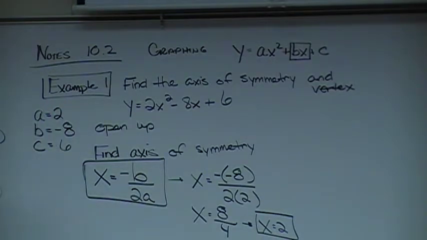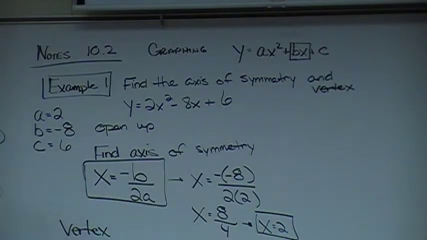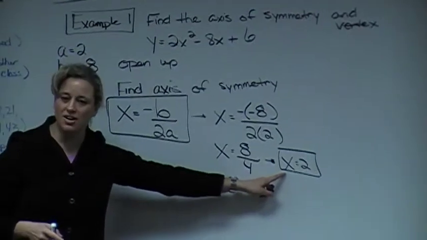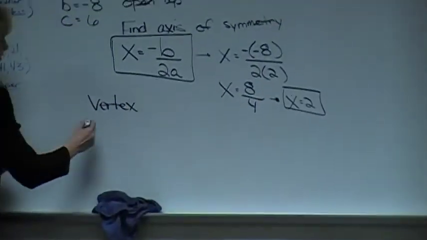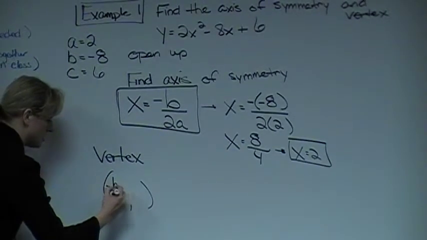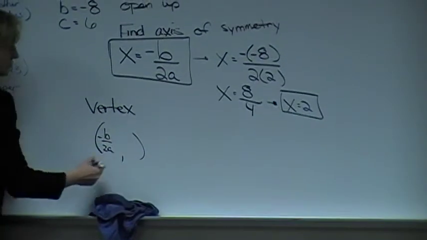All right, here's the next part. How do I get my vertex? Well, what does the axis of symmetry always pass through? The vertex. So if my axis of symmetry passes through my vertex, then whatever my axis of symmetry is going to be is the x-coordinate of my vertex. Watch. Automatically, I know whatever this was is what's going to go here. And what was it? 2.